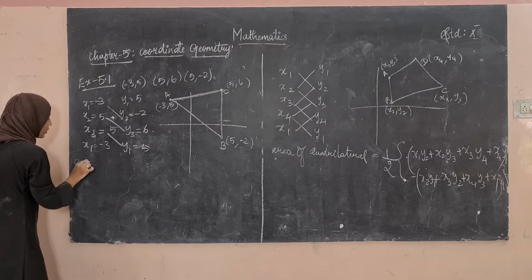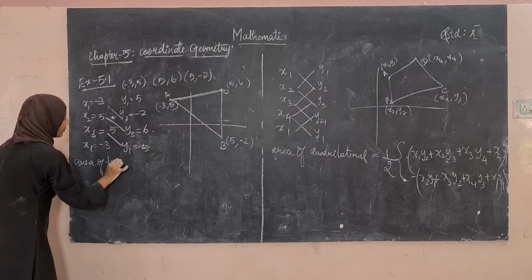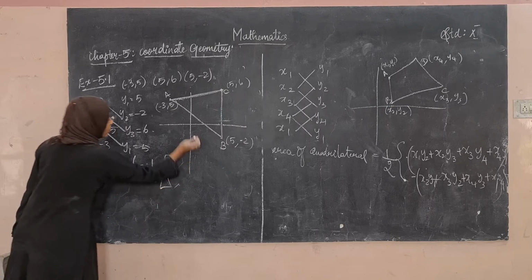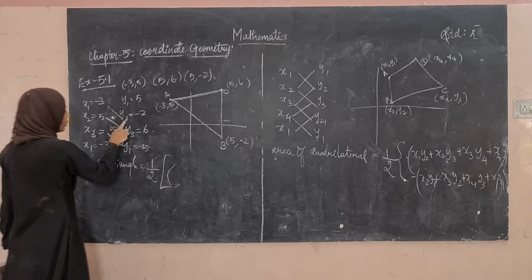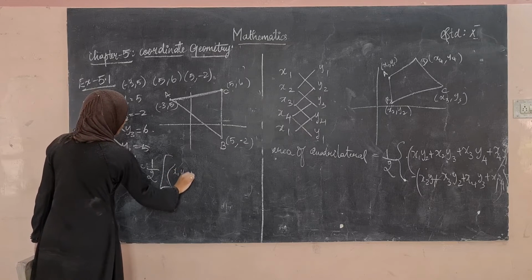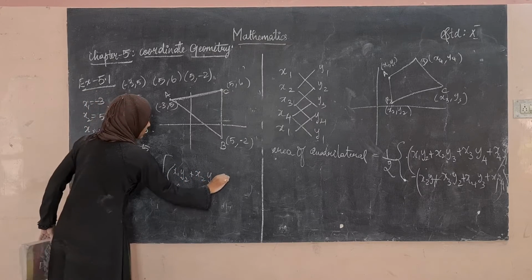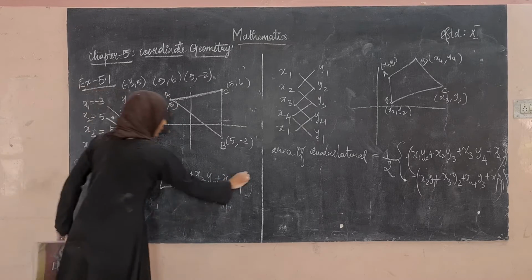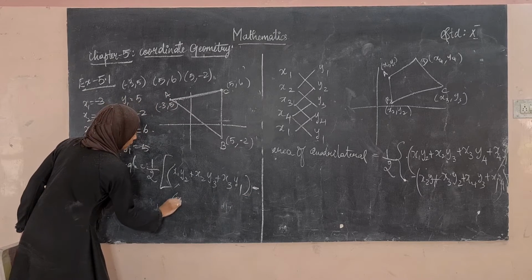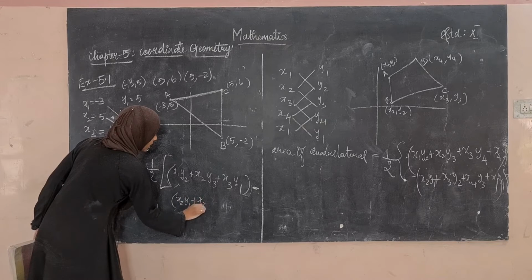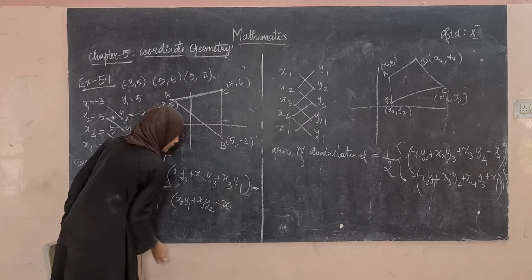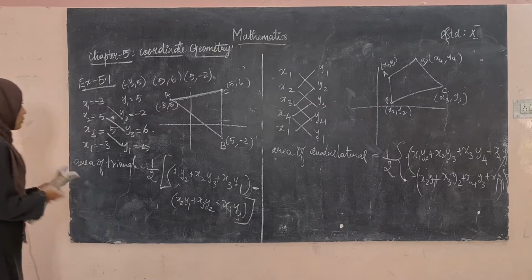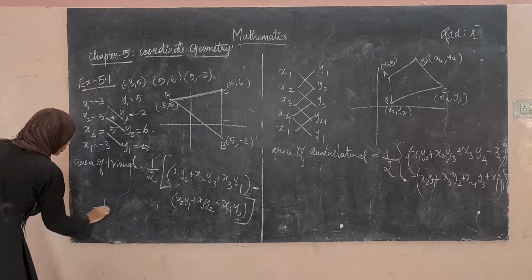What is the formula for finding the area of the triangle? Area of triangle is equal to half into x1 y2 plus x2 y3 plus x3 y1 minus of x2 y1 plus x3 y2 plus x1 y3. Okay, this is the formula, right? Shall we substitute the values then?